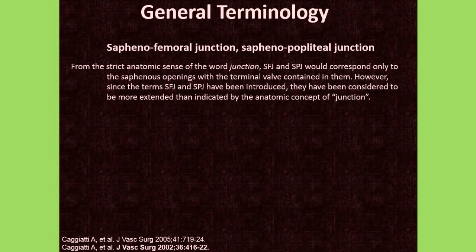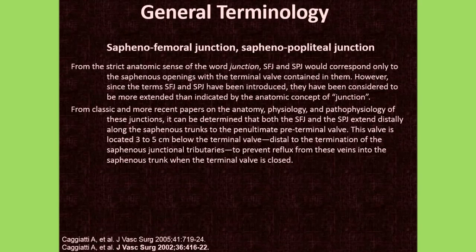Here's what I was talking about with the saphenofemoral junction and the saphenopopliteal junction. From a strict anatomic sense, the junction really should be where the small saphenous or the great saphenous connect to the femoral and the popliteal veins, right at the terminal valve. But because of pathophysiology, they were trying to extend the anatomic concept of junction.